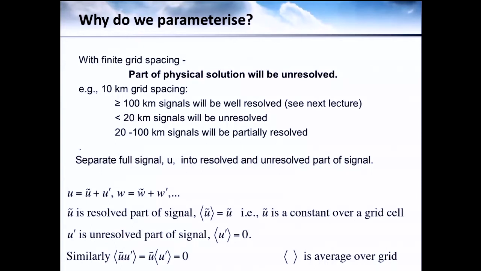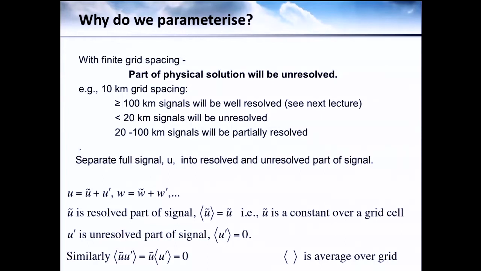Now this is called Reynolds averaging, and some of you have seen this before. I'll go through it quickly. I'm not going to go through every algebraic step. So the key thing is that we're saying that u tilde is the resolved part of the signal, and the average of u tilde over the grid is equal to u tilde. So u tilde is considered to be constant over the grid cell. And the unresolved part of the signal, u prime, the average of that over the grid cell is 0. Right? So that's the assumptions that we're making.